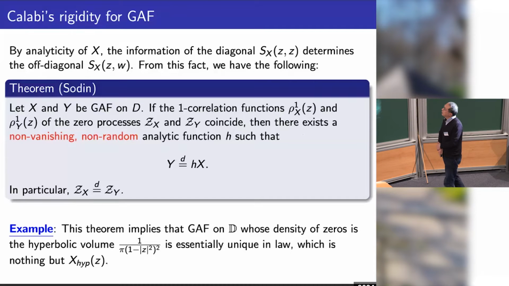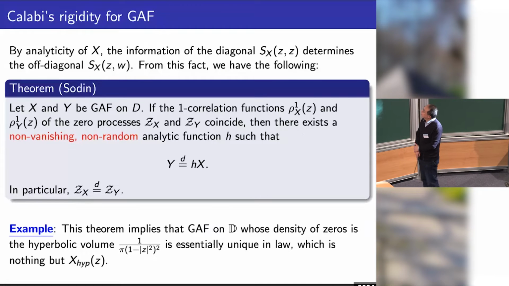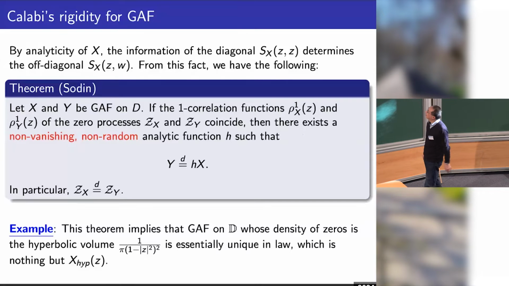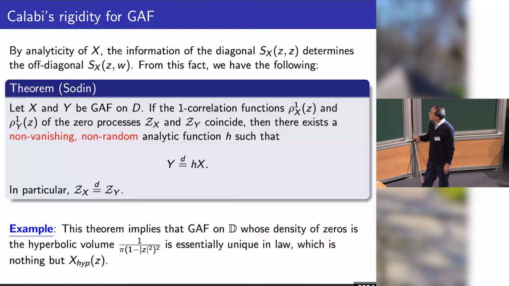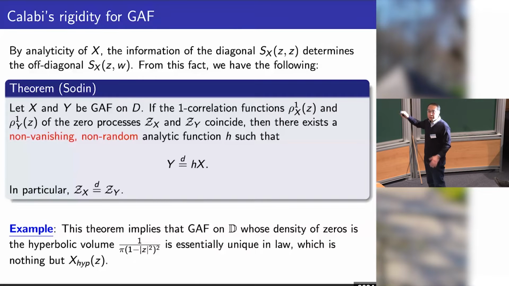And the next property is called rigidity. This is not the same as analyticity, but for the process, this kernel here is also analytic. For the first variable, it is analytic; for the second variable, anti-analytic, or anti-holomorphic. But anyway, you have a very nice function here, and this function determines the off-diagonal part.